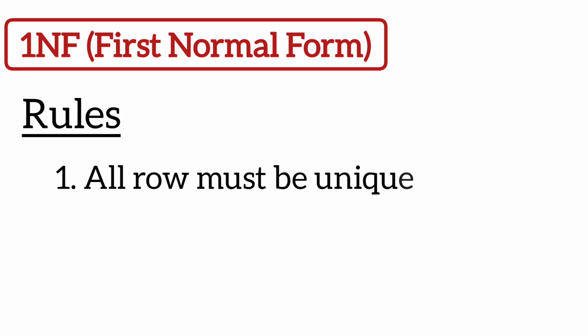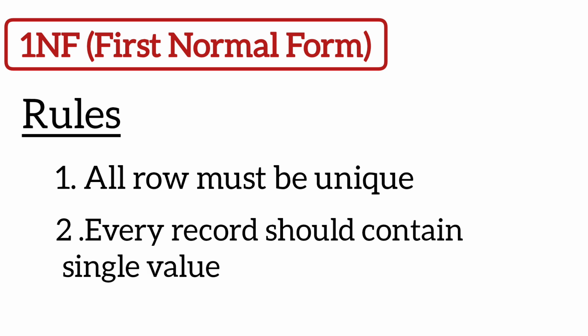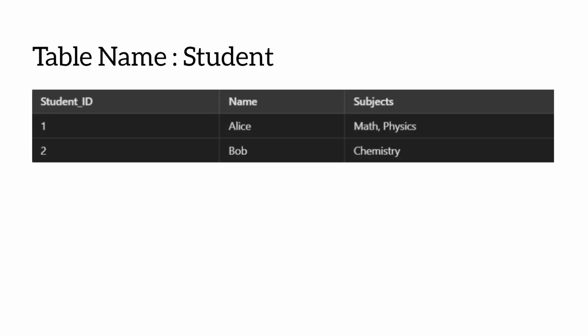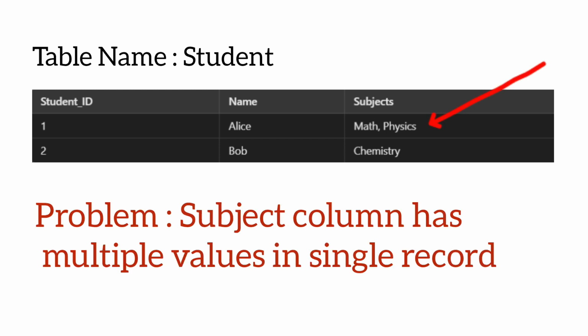First is the first normal form. In the first normal form, there are some rules. First, all the rows should be unique and all the records should contain a single value. Suppose I have a student table which contains columns like student ID, name and subject. The problem is the subject column has multiple values like maths, physics, which is not atomic.